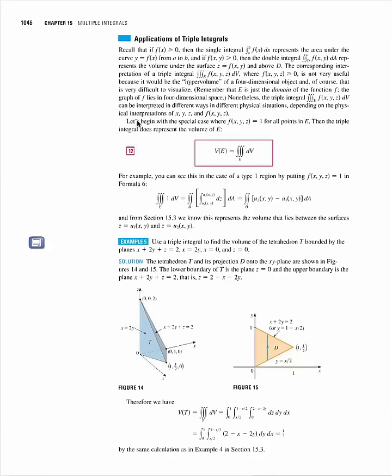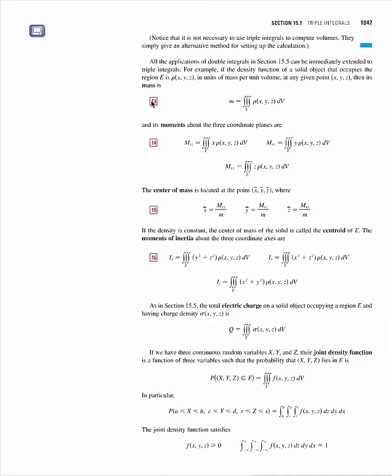Then we get into applications of triple integrals. Just like applications of double integrals, you don't need to pay a heck of a lot of attention to this. But I do want you to know that if you take a triple integral of 1 dV over a region, you get the volume of that region. Example 5 shows that. And I do want you to know that if I integrate the density, I get the mass.